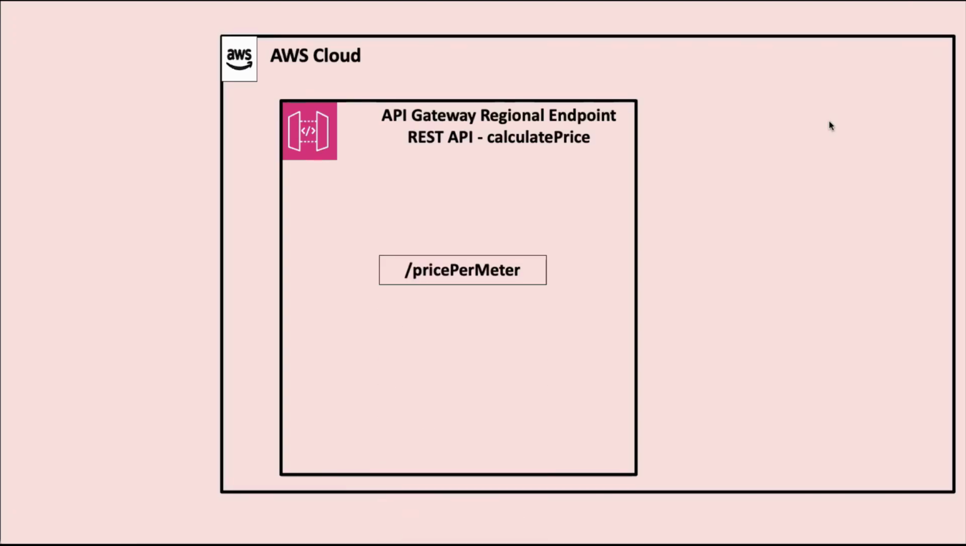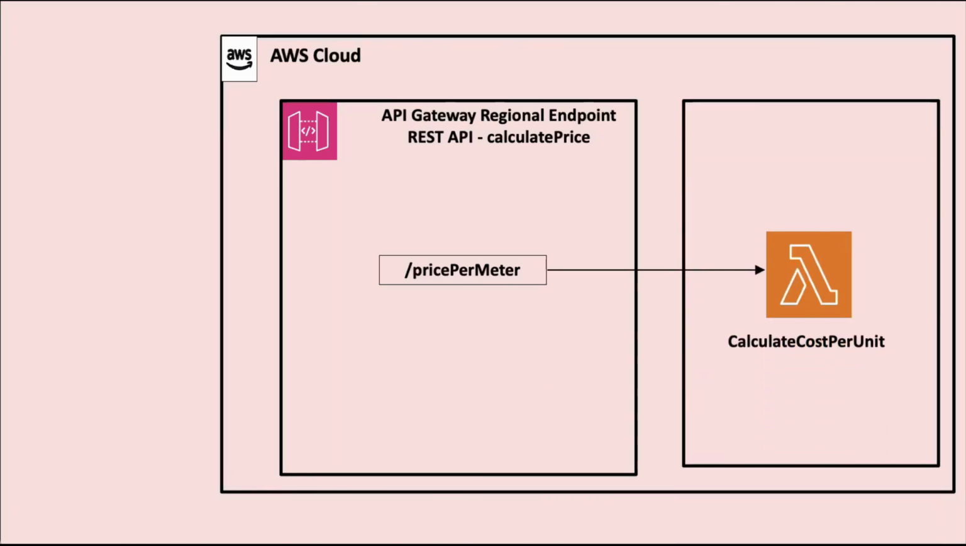Then the name of the method that we are creating in this API is called slash price per meter. So this is the endpoint that we are creating. And the integration for this API is the Lambda. So that means we are using a Lambda integration for the backend to implement the functionality for this API.